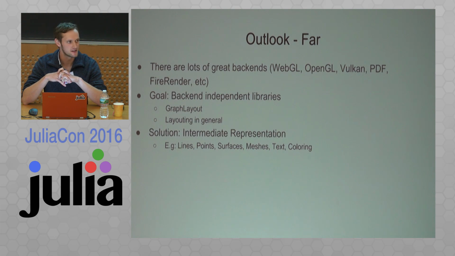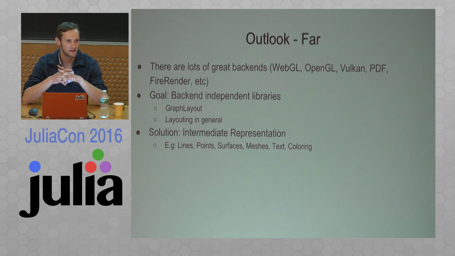And for the farther outlook in the future, I think there are a lot of great backends out there. So there's WebGL, for example, as an alternative to OpenGL, which definitely has a really good use case for putting things into the web. And there's OpenGL and Vulkan. Vulkan is pretty new and has a lot of advantages for speed. And probably you can compile Julia to Vulkan directly for the GPU and things like that.